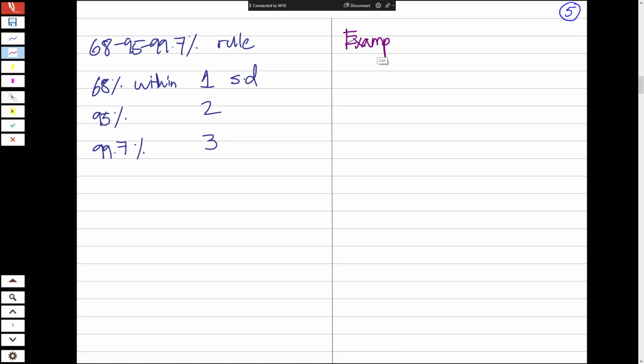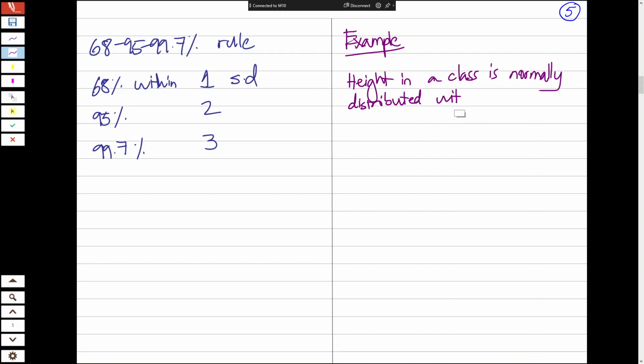Let's do an example. This is quite challenging next year, but this year I think it's quite straightforward. I need to come up with an example off the top of my head. So, height in a class is normally distributed with mean, let's say, 160 centimeters, and standard deviation, let's say, 4 centimeters.